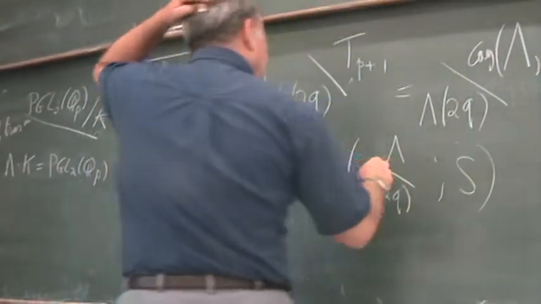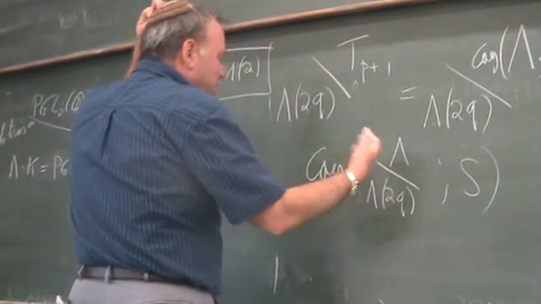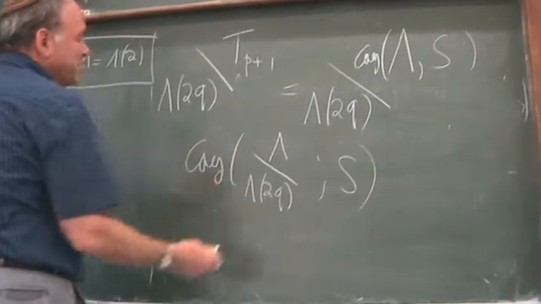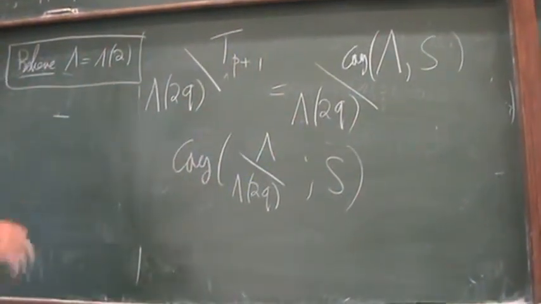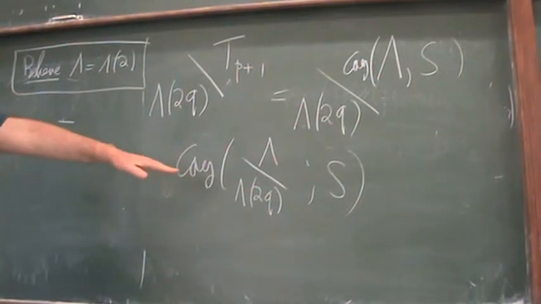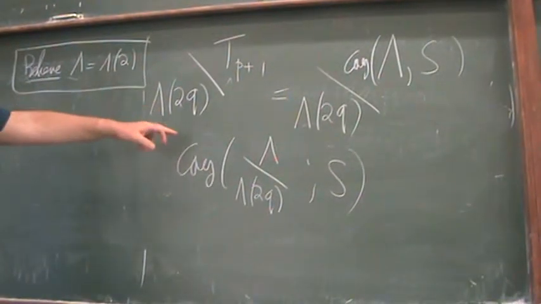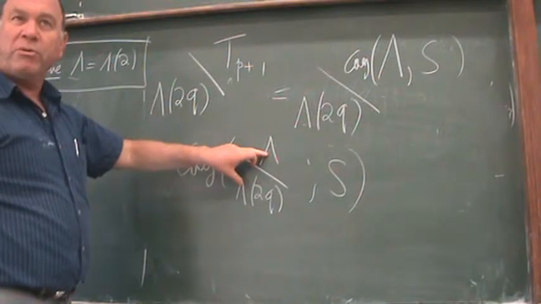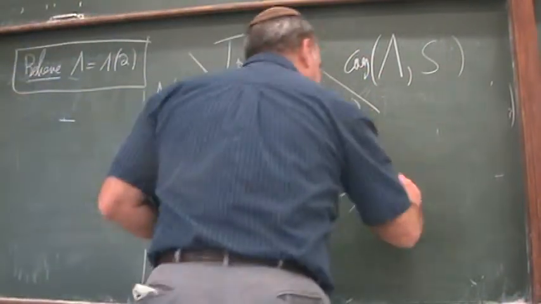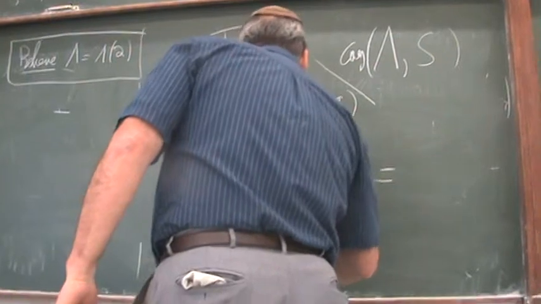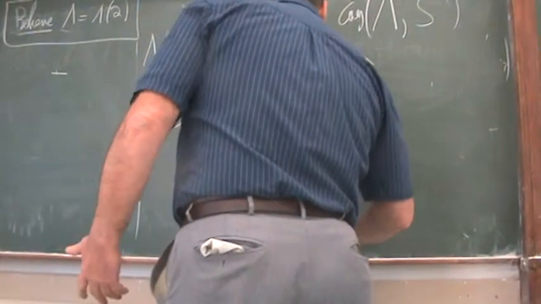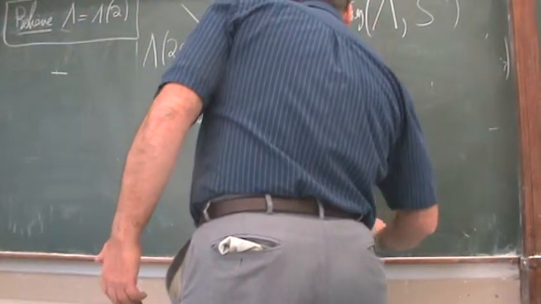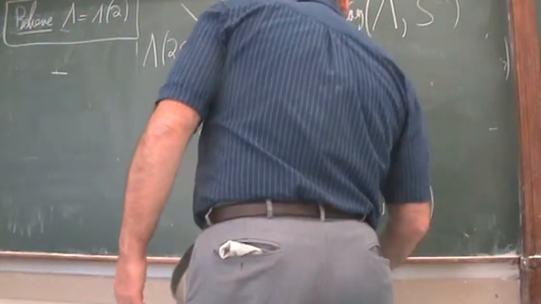Anyway, if you take Q sufficiently large, you will be inside. So anyway, let's assume that lambda is 2Q, and therefore this is really inside that. So there is no problem. We are really talking about the quotient. So this is really the Cayley graph of lambda divided by the normal subgroup 2Q with respect to S.